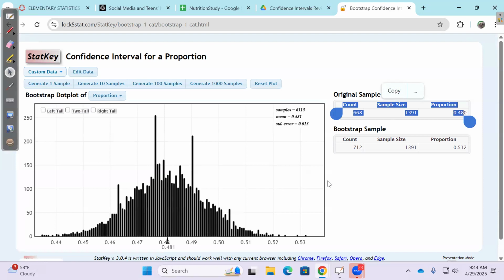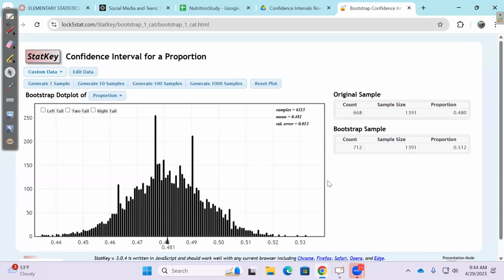Is this a distribution for the population? No. Is this a distribution for the sample? No. This is what's called a sampling distribution. It's a distribution of statistics, a single number from each sample of 1,400 people. And I just did how many of them?